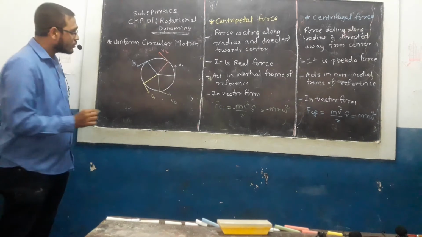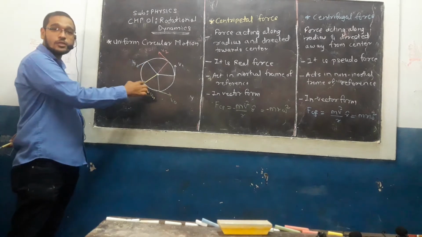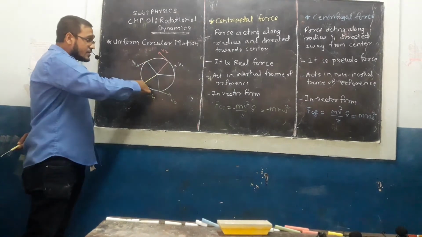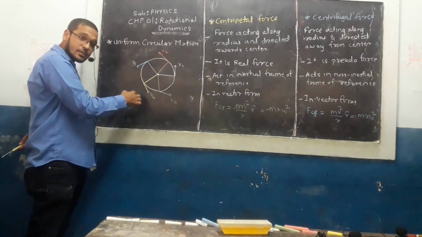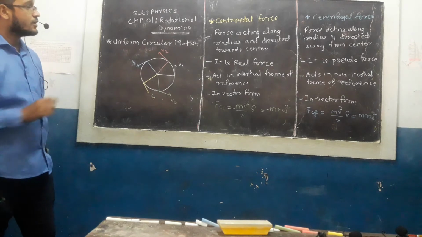Why is it accelerated motion? Because there is a change in the direction of the linear velocity. As the direction changes, there is an acceleration. So we say that uniform circular motion is an accelerated motion.